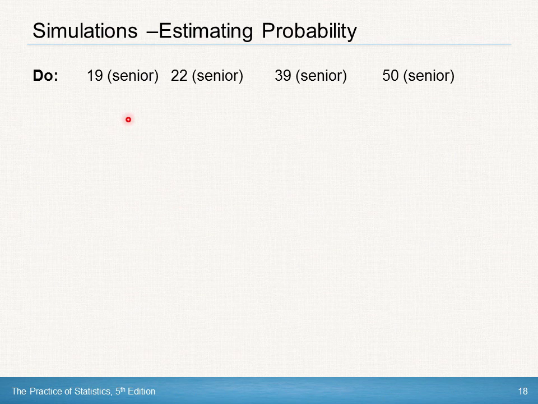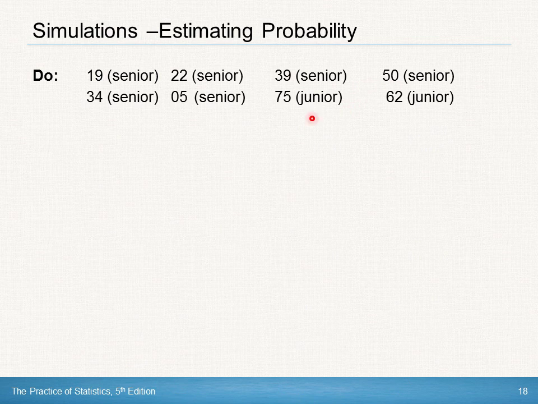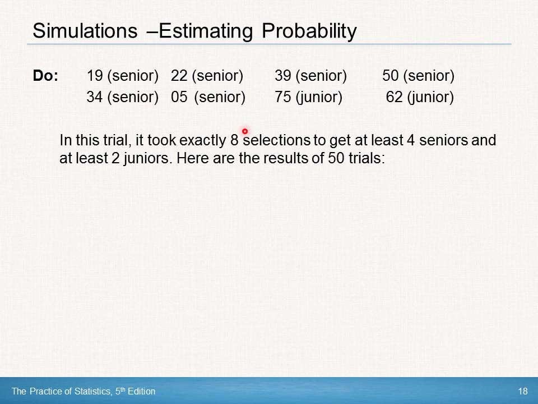Okay, how did we do this? So here's just an example. Here were the numbers from my random integer table on line 101. The first two was a 19, 22, 39, 50, 34, 05, 75, 62. So this was just me showing you what the numbers were, and then what it ended up being, juniors or seniors. Okay, so in this trial, we got lucky. It took us exactly 8 selections to get at least 4 seniors, so here's my senior 1, 2, 3, 4, and at least 2 juniors.